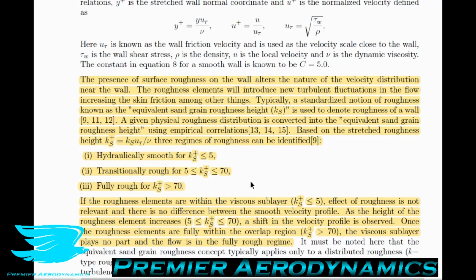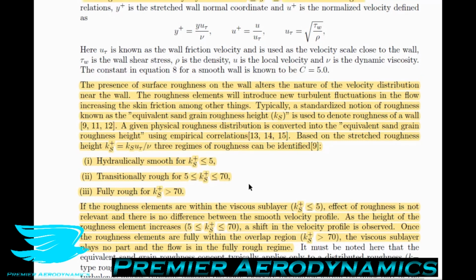Typically, a standardized notion of roughness known as the equivalent sand grain roughness height, so KS, is used to denote roughness of a wall. A given physical roughness distribution is converted into the equivalent sand grain roughness height using empirical correlations. The non-dimensional roughness height KS plus, which equals the equivalent sand grain height times the wall friction velocity divided by the kinematic viscosity, can be calculated in 3 different regimes.